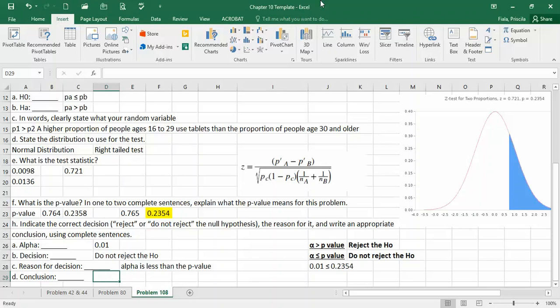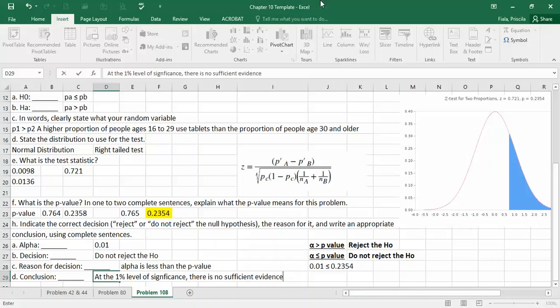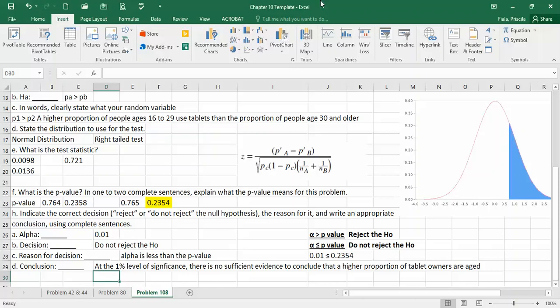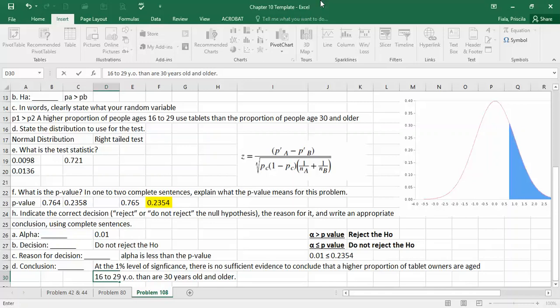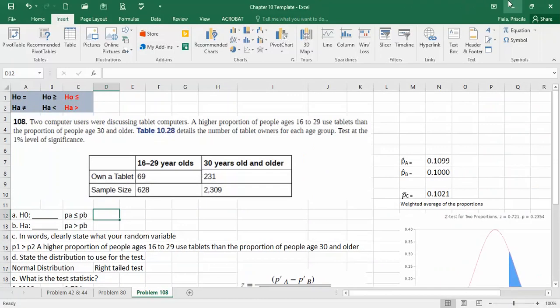Conclusion, well, we had a 1%, correct? At the 1% level of significance, there is no sufficient evidence to conclude that a higher proportion of tablet owners are age 16 to 29 years old than are 30 years old and older. And that would be the end of problem 108, chapter 10.